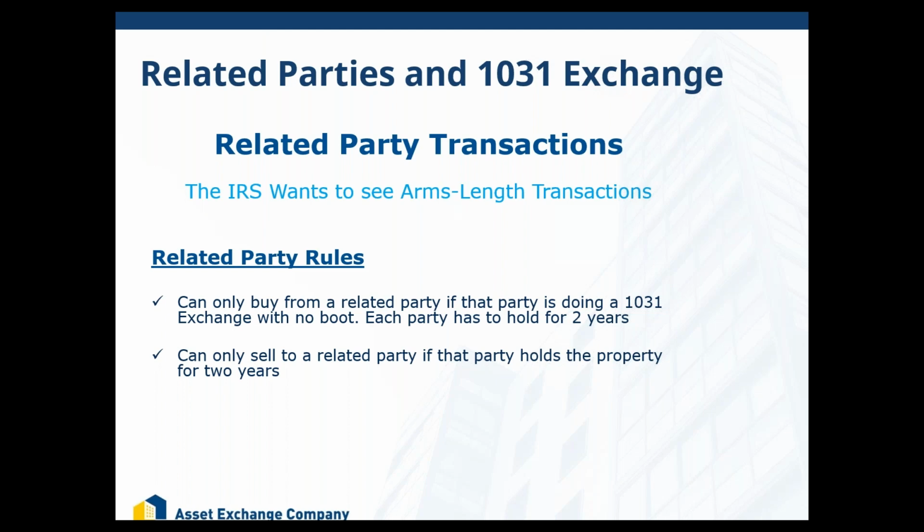So again, anything to do with related parties when it comes to 1031 exchange, boy, you need to dot every I and cross every T. If they're looking for that information on that IRS form 8824, it could possibly be some type of red flag. It could also possibly trigger some type of audit. So just keep that in mind, anything to do with related parties, okay?